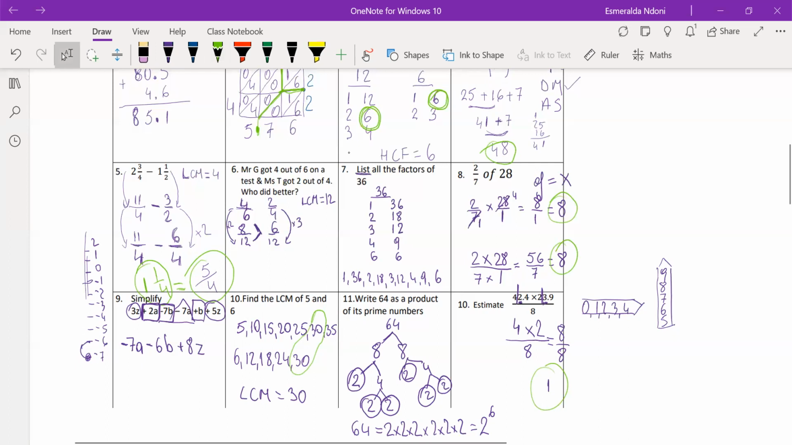Please mark this first part. Make sure you correct it, and then we move on to the next one. Right, guys?